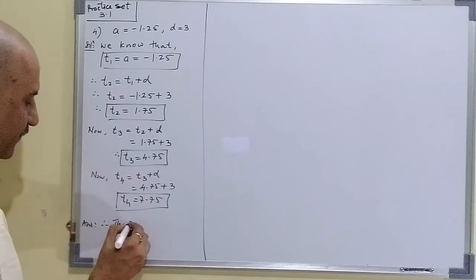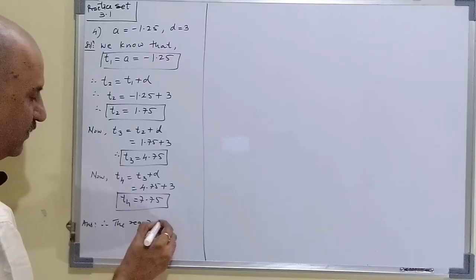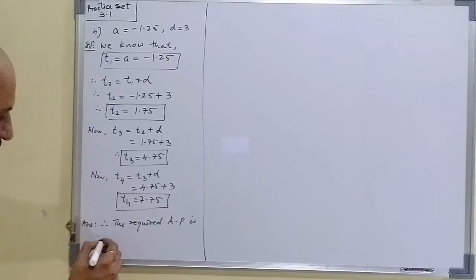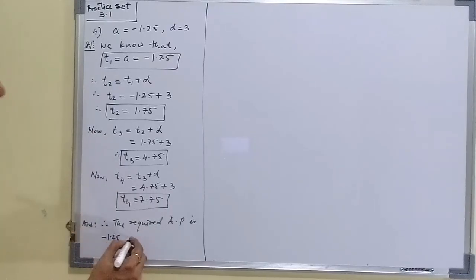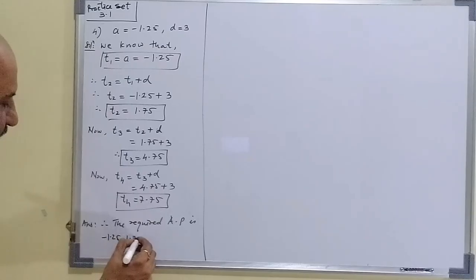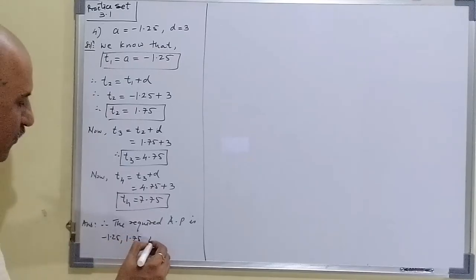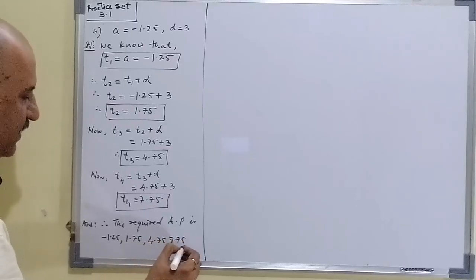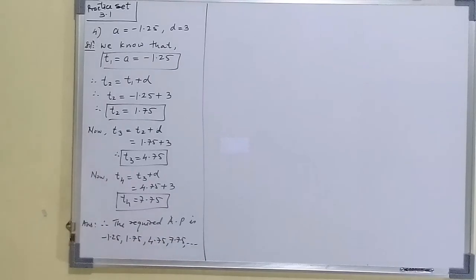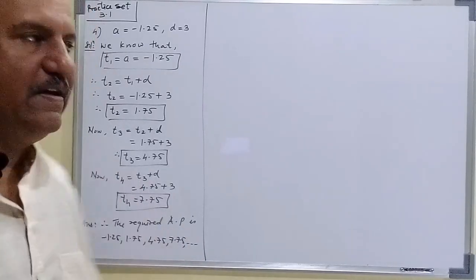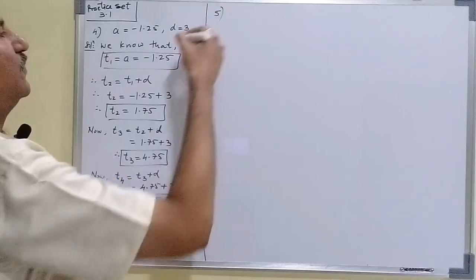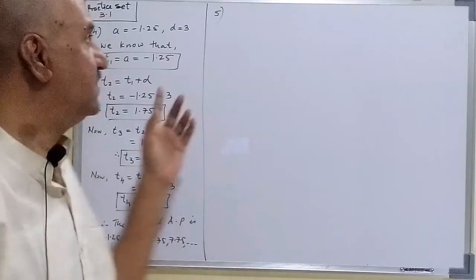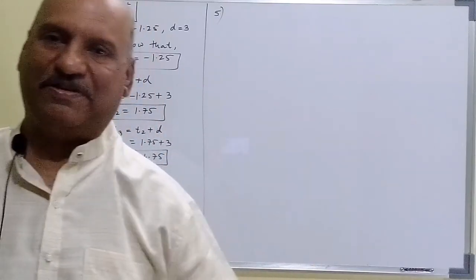अभी सीक्वेंस लिखो आंसर. Therefore, the required arithmetic progression is minus 1.25, 1.75, 4.75, 7.75 and so on. अब जाते हैं क्वेश्चन नंबर 5 की तरफ. प्रैक्टिस सेट 3.1 का क्वेश्चन नंबर 2 का सब क्वेश्चन था.